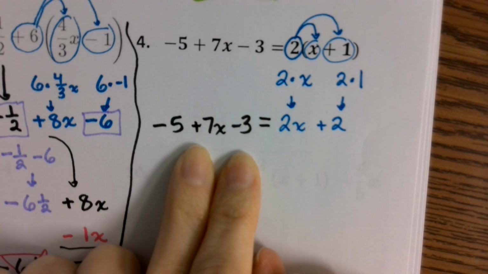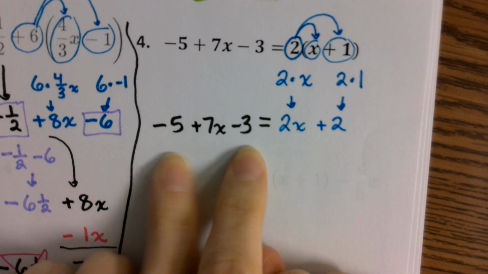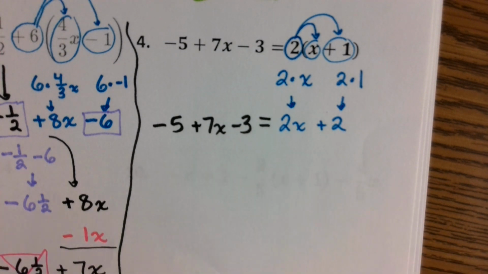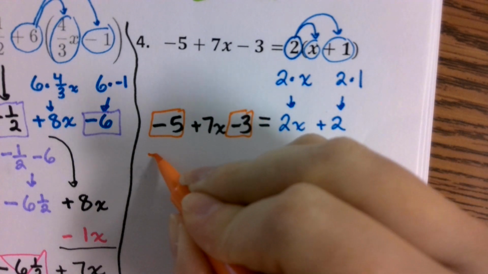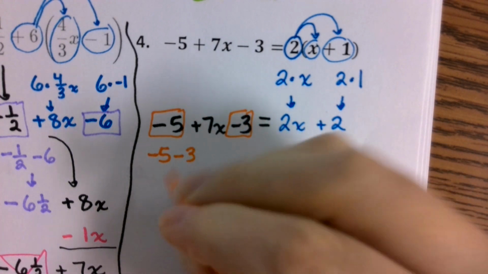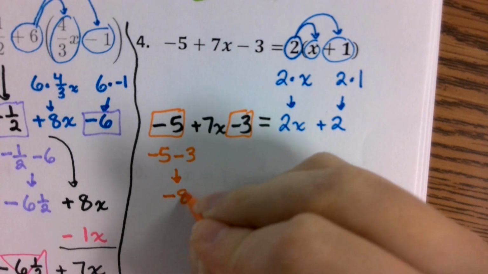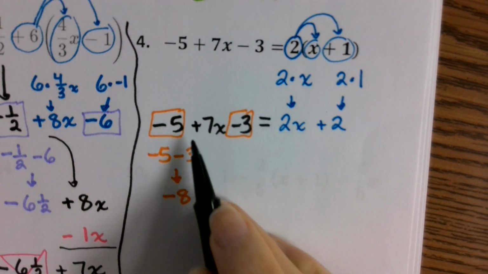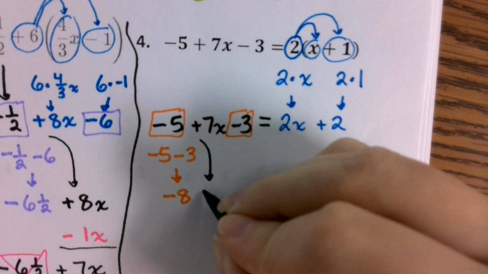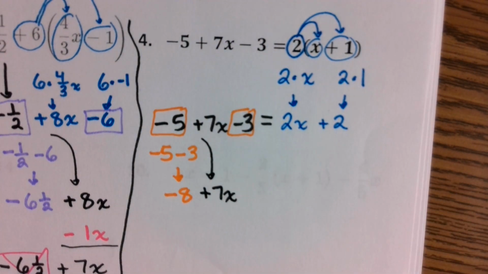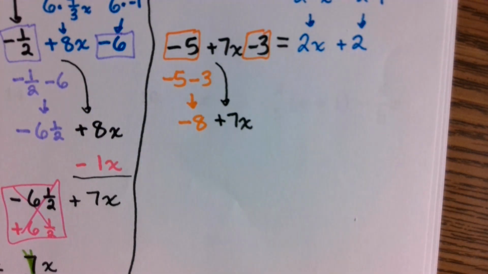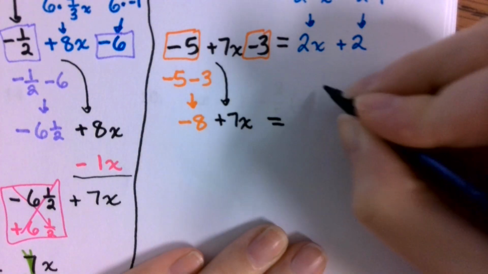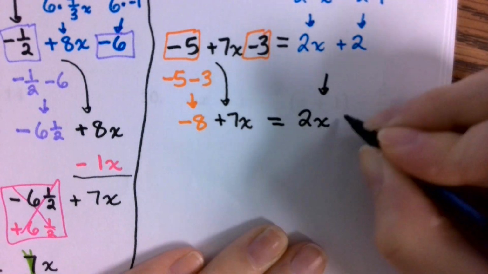Liana, what left side like terms do we have? Negative 5 and negative 3. Good. So we have negative 5 and negative 3 that can get combined together. If we do negative 5 minus the 3, that's going to come out to a negative 8. We don't have any like terms with that positive 7x, so it's just going to come straight down as a positive 7x. What about on the right side? Do I have any like terms on the right side, Montserrat? No. We have no like terms on the right side, so everything just comes straight down as 2x plus 2.